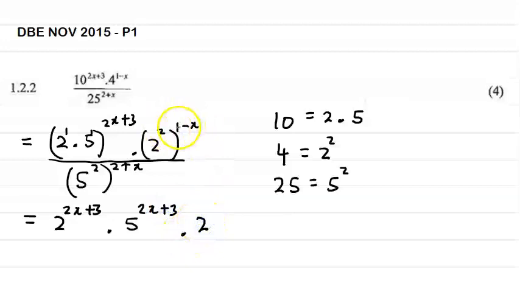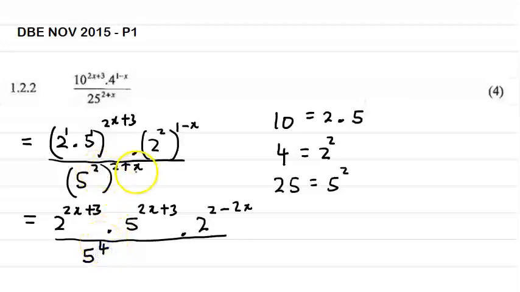1 times 2x plus 3 is going to be 2x plus 3, times 2. Remember, 2 times 1 is 2, and 2 times minus x is minus 2x, all over 5. And here you've got 2 times 2 is 4, and then 2 times plus x is plus 2x. So now we've opened the brackets according to the rule where you've got a power raised to an index, or an index raised to a power: you have to multiply.